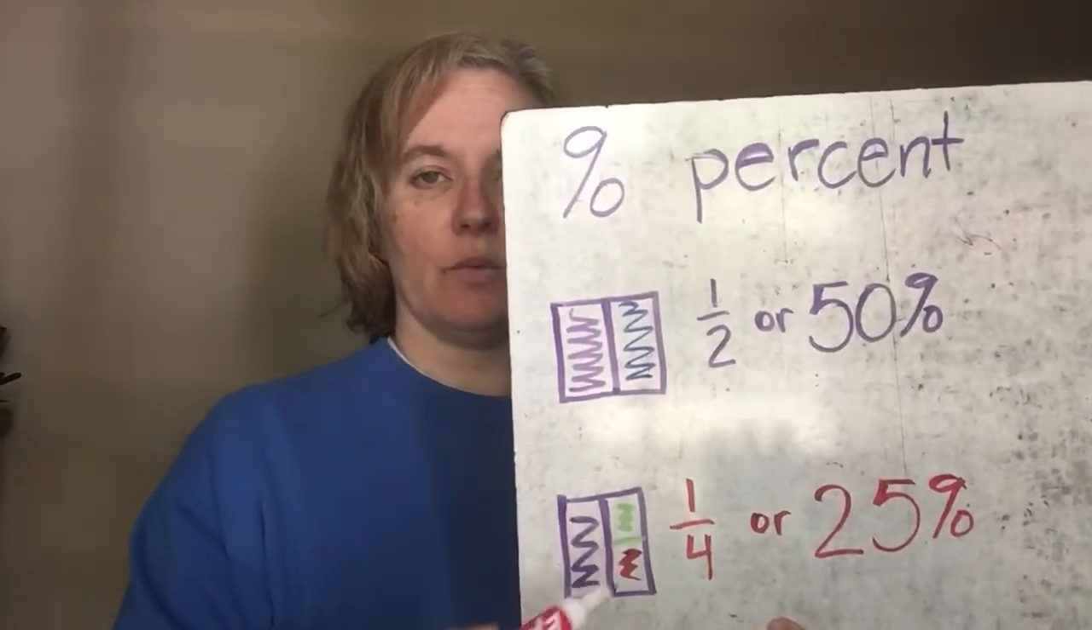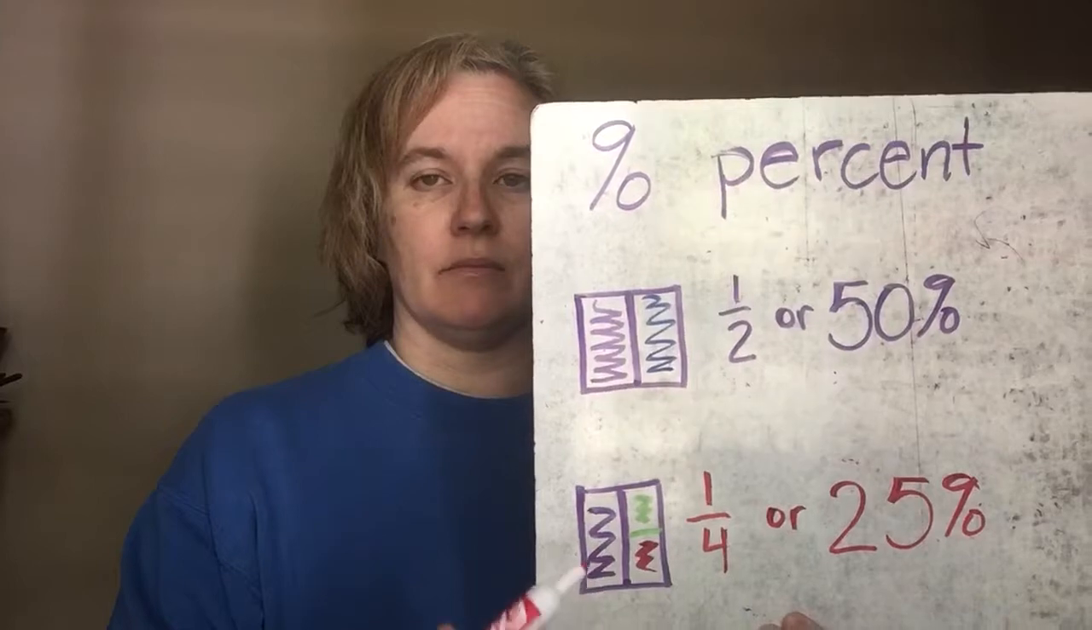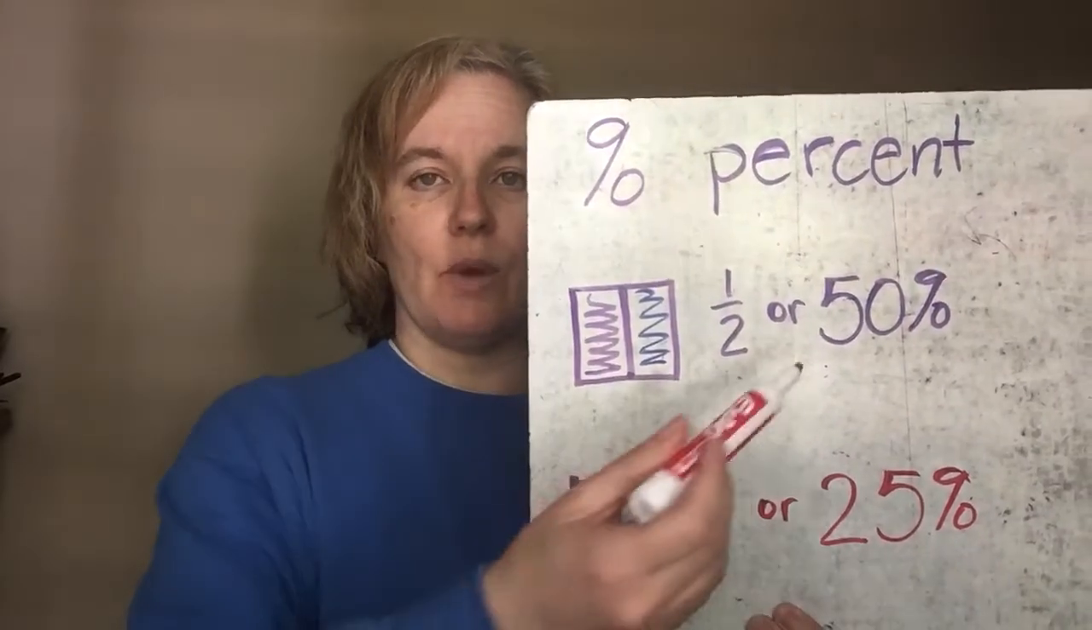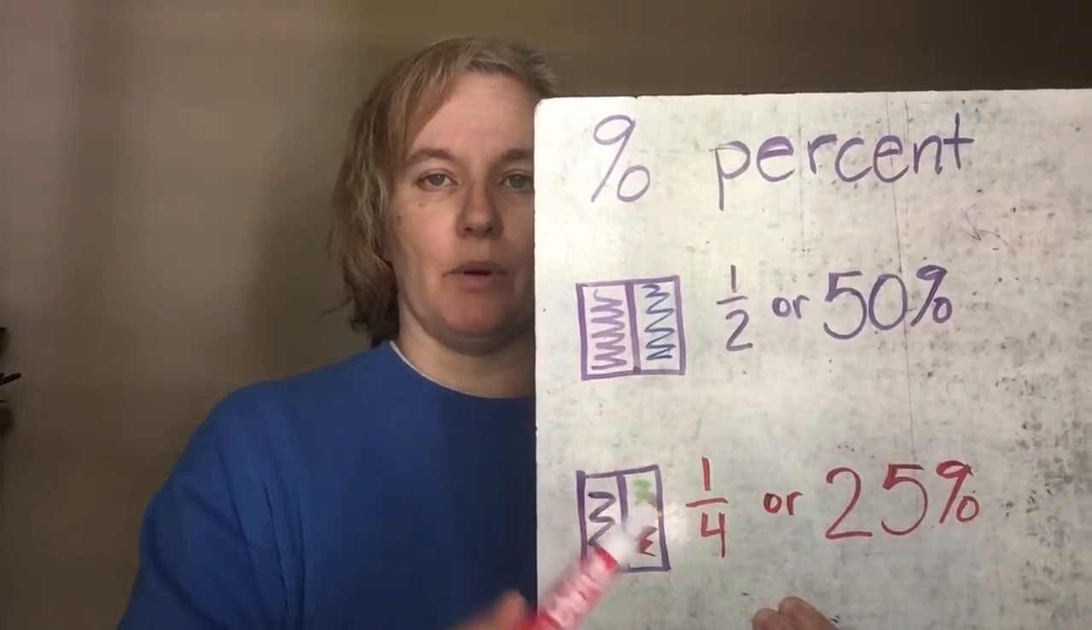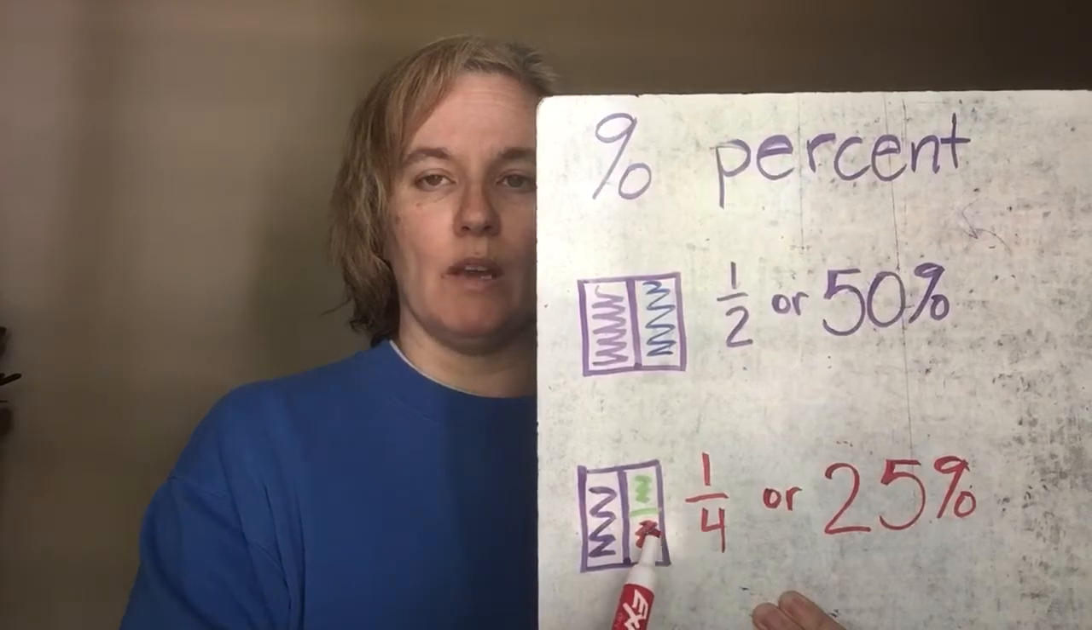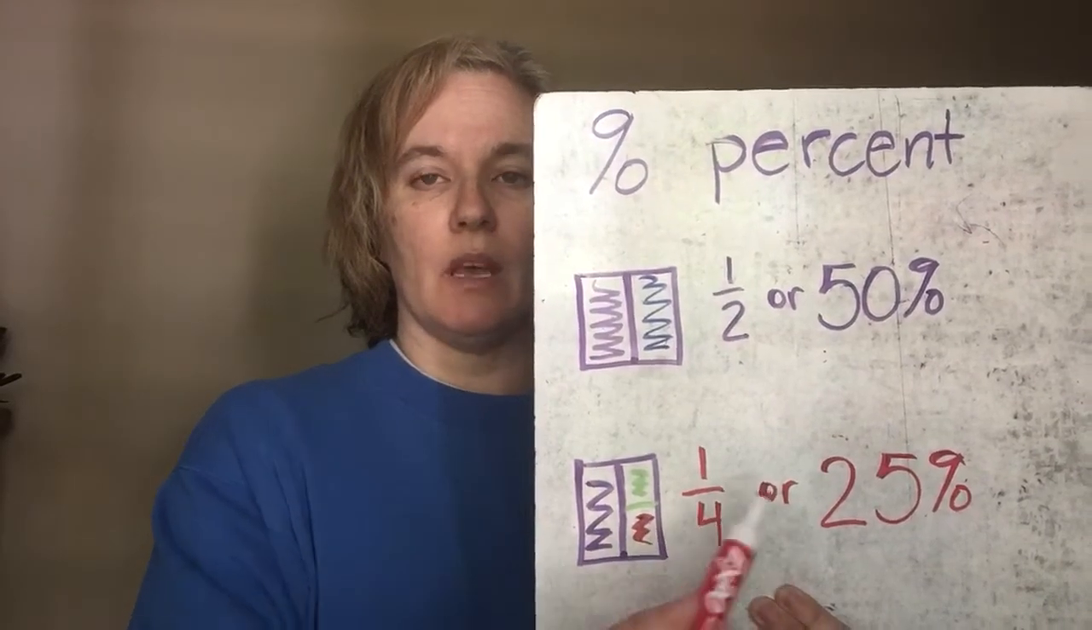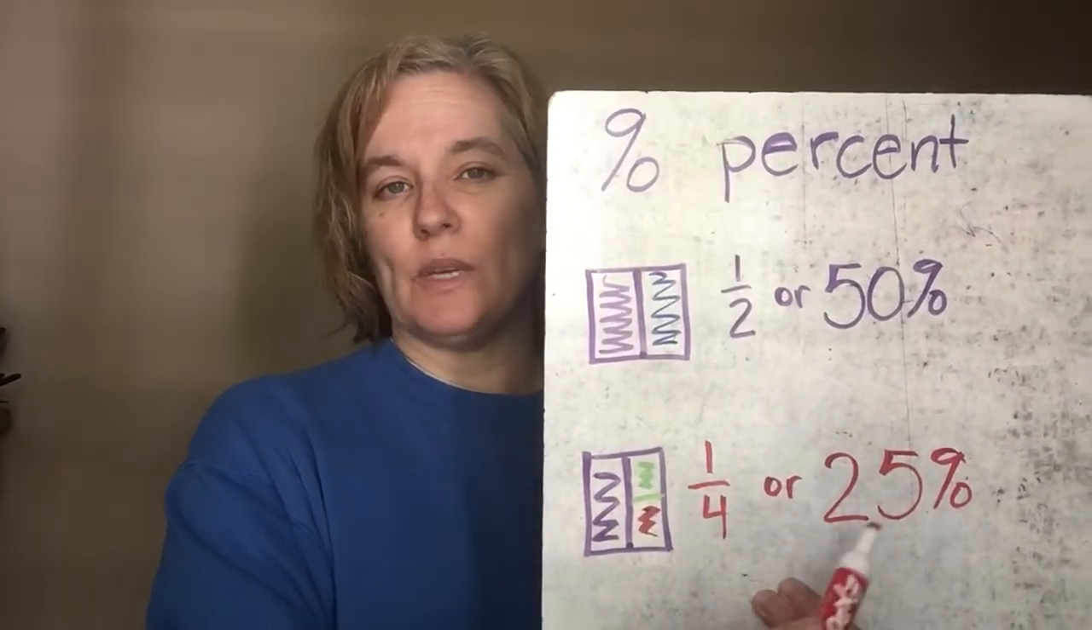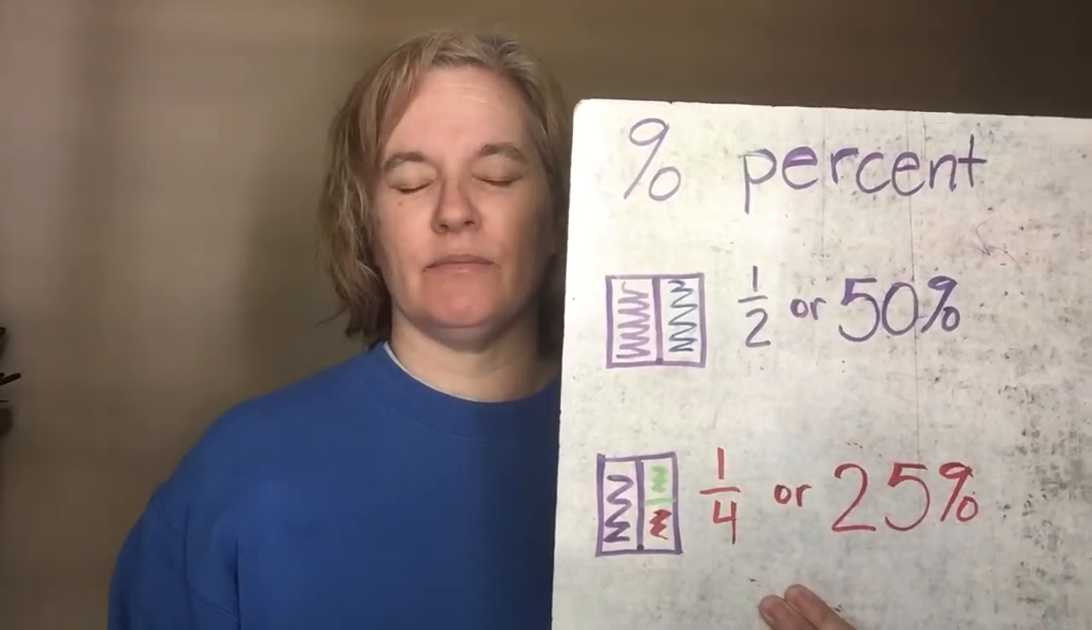Here I've divided the square into three different parts. Once again, half of the square, 50% of the square, is purple. But if you look, 1/4 of the square is red. 1/4 is the same as 25%.